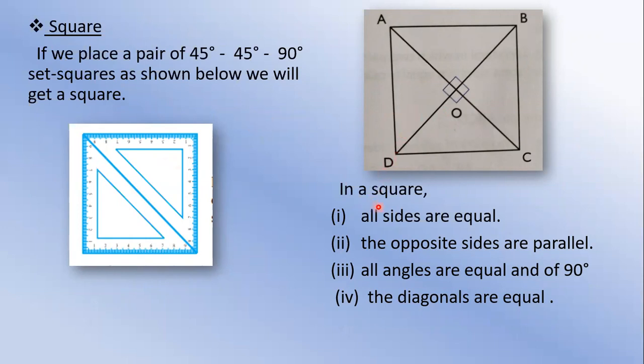Here, see, all sides are equal. In a square, all sides are equal. Opposite sides are parallel. Angles are equal and of 90 degrees. Diagonals are equal. See, what is the difference between the square and rectangle? Only one point of difference is there. In a rectangle, only opposite sides are equal. But in a square, all sides are equal. All four sides are equal.